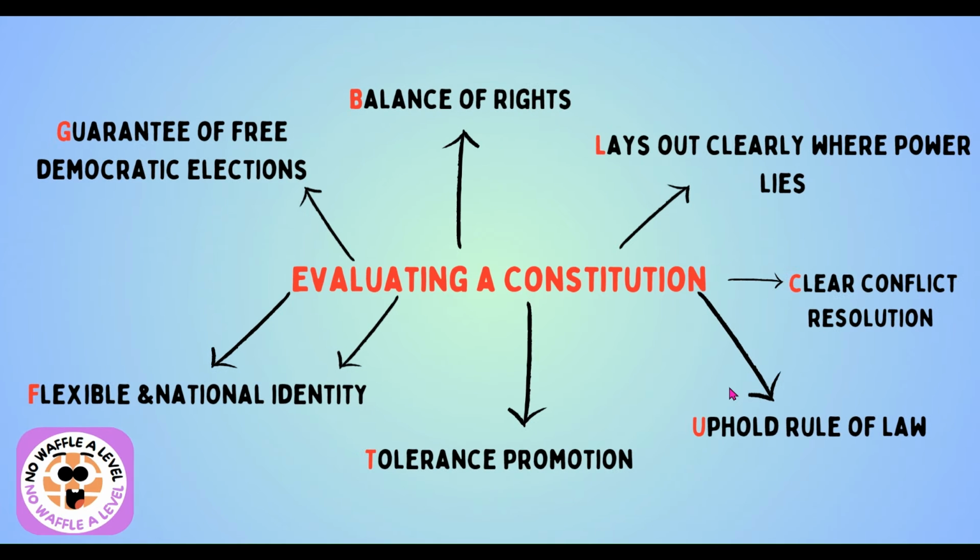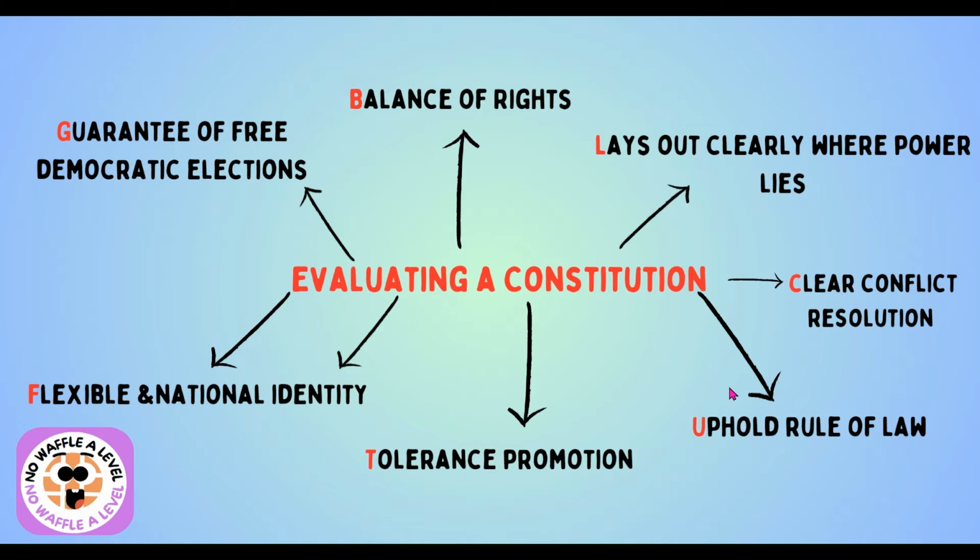How to evaluate a constitution. Guarantee of free democratic elections is important in preventing a dictatorship. A balance of rights is important when you look at the differences between individual and collective rights and how they often clash. We will come to this in greater detail later on. Lays out clearly where power lies, for example, whether power is centralised, as it is in the UK, or federal, as it is more commonly in the United States.